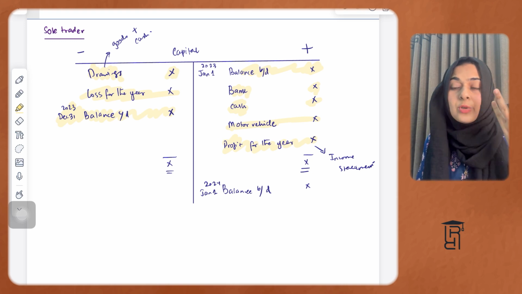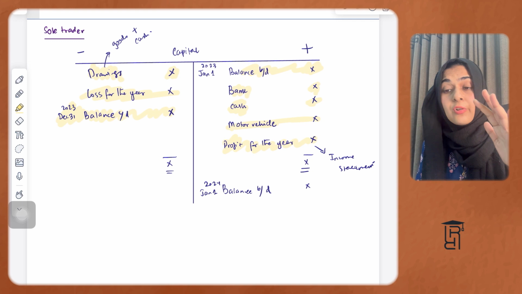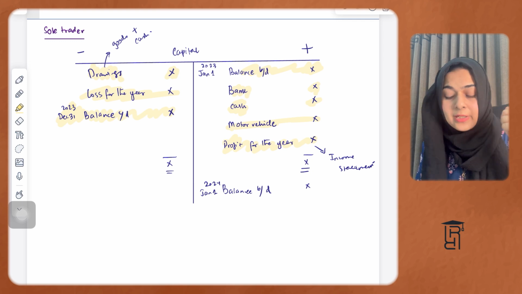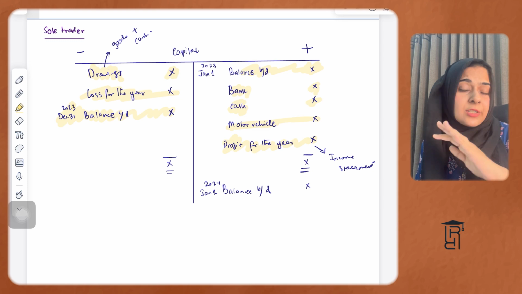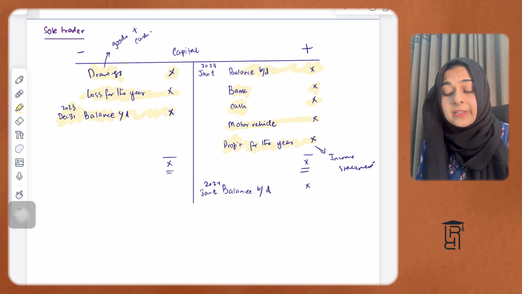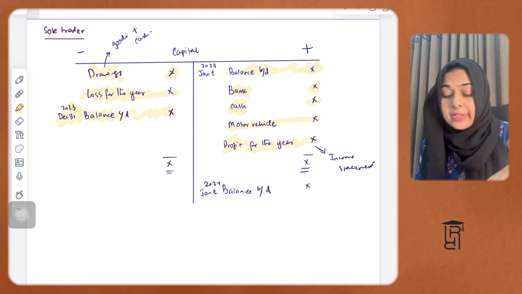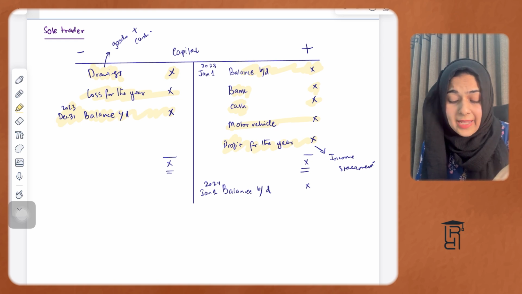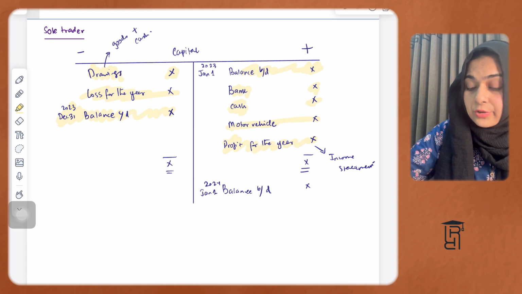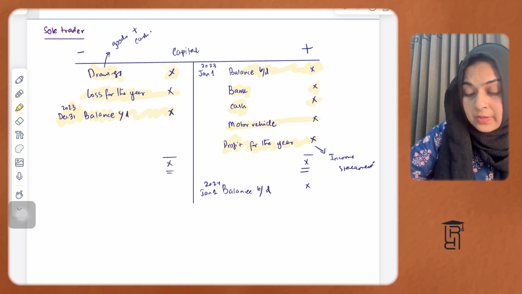For a sole trader, whatever profit is made is recorded in the sole trader's capital account. And whatever drawings they take out, or whatever changes are made during the year, even additional capital, is recorded in the sole trader's capital account. All the changes are recorded there. However, in case of a partnership, the capital account stays fixed.